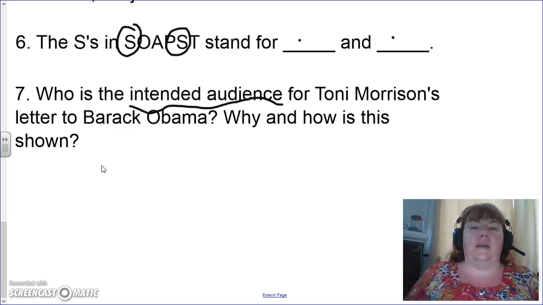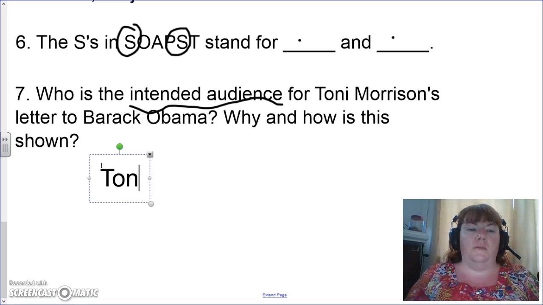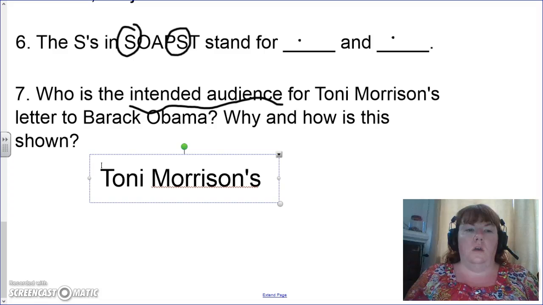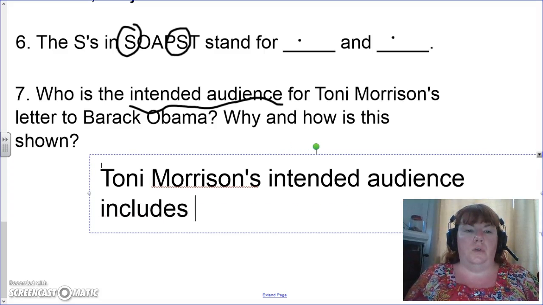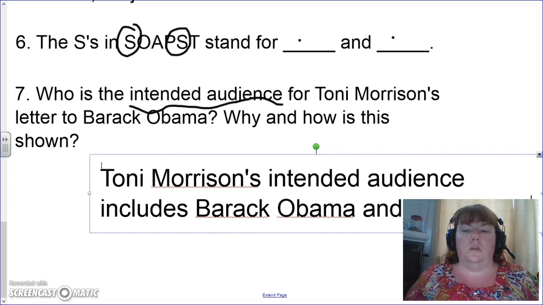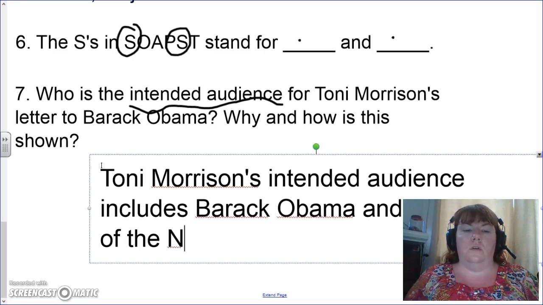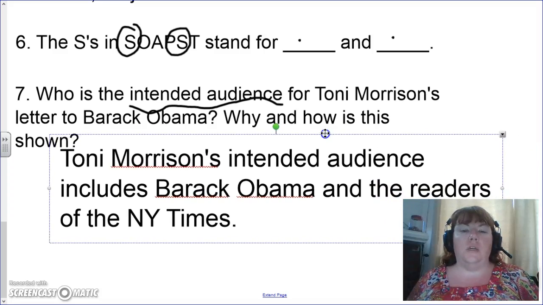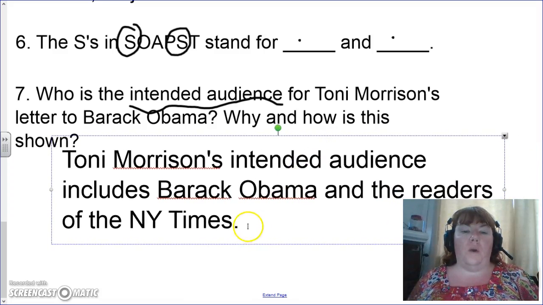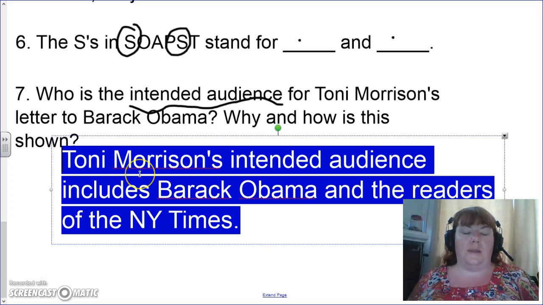My first sentence would probably read something along the lines of, Toni Morrison's intended audience includes Barack Obama and the readers of the New York Times. Now, this here refers back, so it talks about Toni Morrison, it talks about intended audience. So it actually refers back to the question itself.